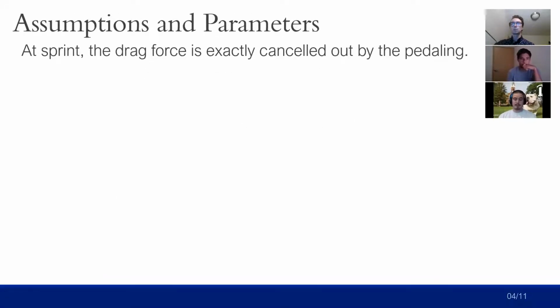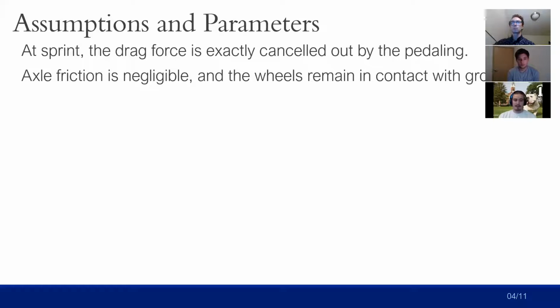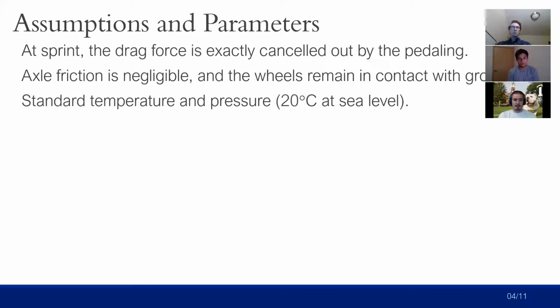So some assumptions we're going to be making about this model. We are assuming that while the bikers are at sprint, the drag force is exactly canceled out by their pedaling. That is, that they'll be moving at a constant velocity. Next, we assume that the axle friction is negligible and that the wheels remain in contact with the ground. That way, any forces that are acting on the ground will slow it down, and that we assume that the wheel and the axle have a negligible force and don't show up in our model. We also assume that we are at standard temperature and pressure.